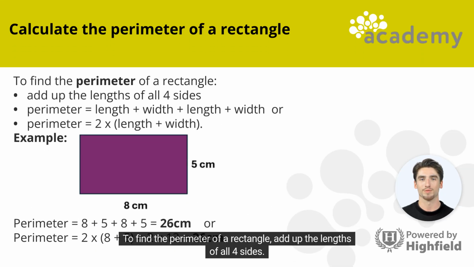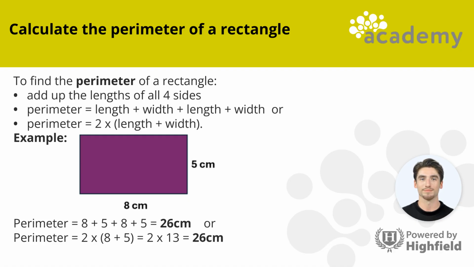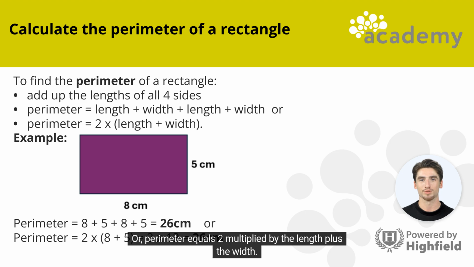To find the perimeter of a rectangle, add up the lengths of all four sides. The formula for the perimeter of a rectangle is length plus width plus length plus width. Or perimeter equals 2 multiplied by the length plus the width.